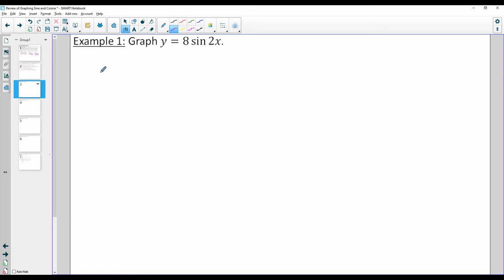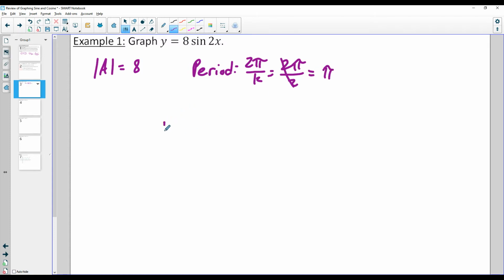Well, I'm just going to go step by step, and our amplitude here is 8, and our period is 2 pi divided by k, which is 2 pi divided by 2, so just pi. And so those are the only two modifications we have to this. So our amplitude is going to be, maybe we can go by 2's, 2, 4, 6, 8, negative 2, negative 4, negative 6, negative 8.